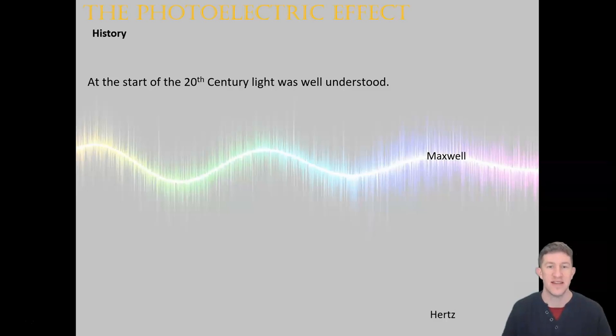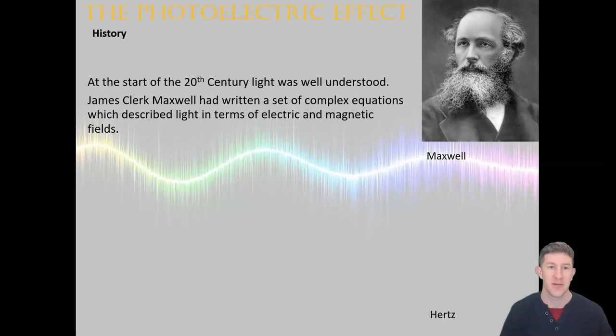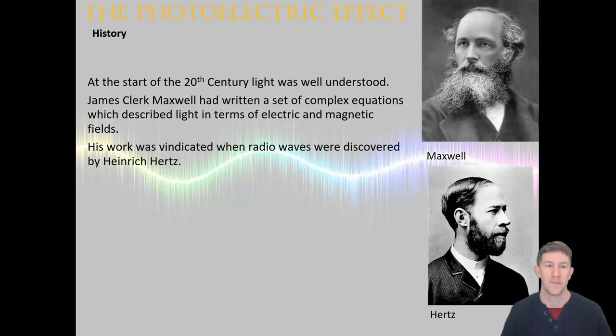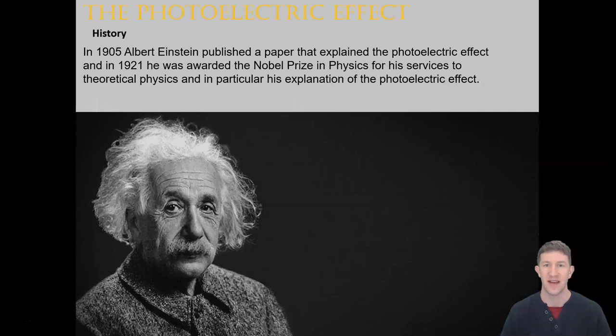At the start of the 20th century, light was very well understood. James Clerk Maxwell had written a set of complex equations which described light in terms of electric and magnetic fields, which is what we've taught so far in this topic. His work was then vindicated when radio waves were discovered by Heinrich Hertz. There was only one problem: the photoelectric effect.